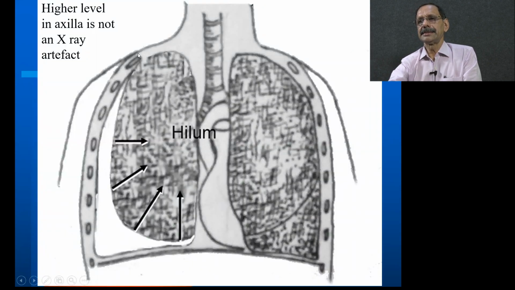Some people say the higher level of the axilla is an X-ray artifact because the beam is going that way. But actually the hilum of the lung is not in the middle, it is a little above the middle. So when the effusion comes and the lung is collapsing towards the hilum, it can collapse only like this. So there will be a higher level in the axilla. If it is an X-ray artifact, then clinically it should not be detectable. But in a pleural effusion, clinically you will be able to appreciate the upper level in the axilla. So it is an actual higher level in the axilla.